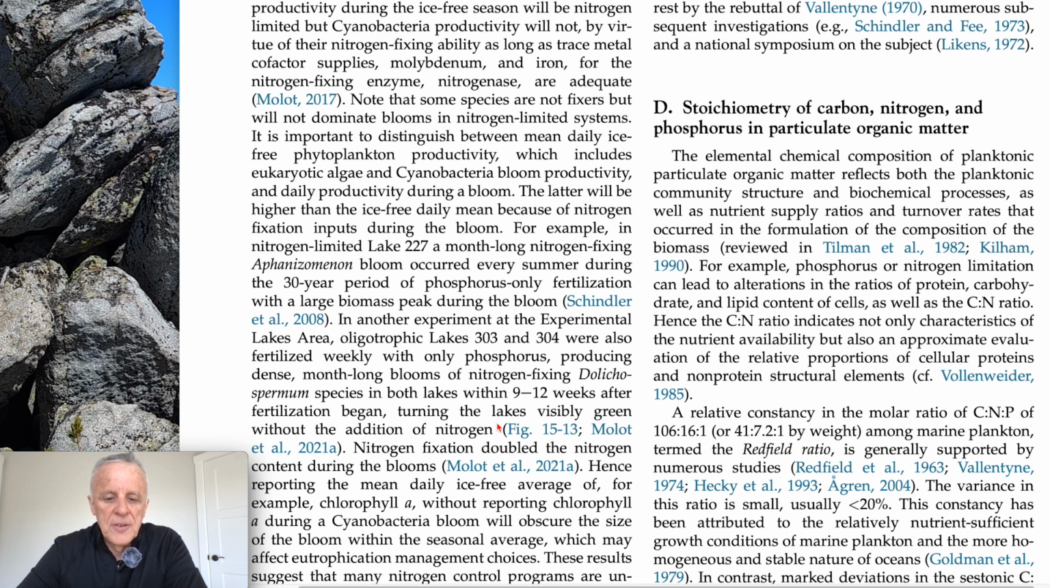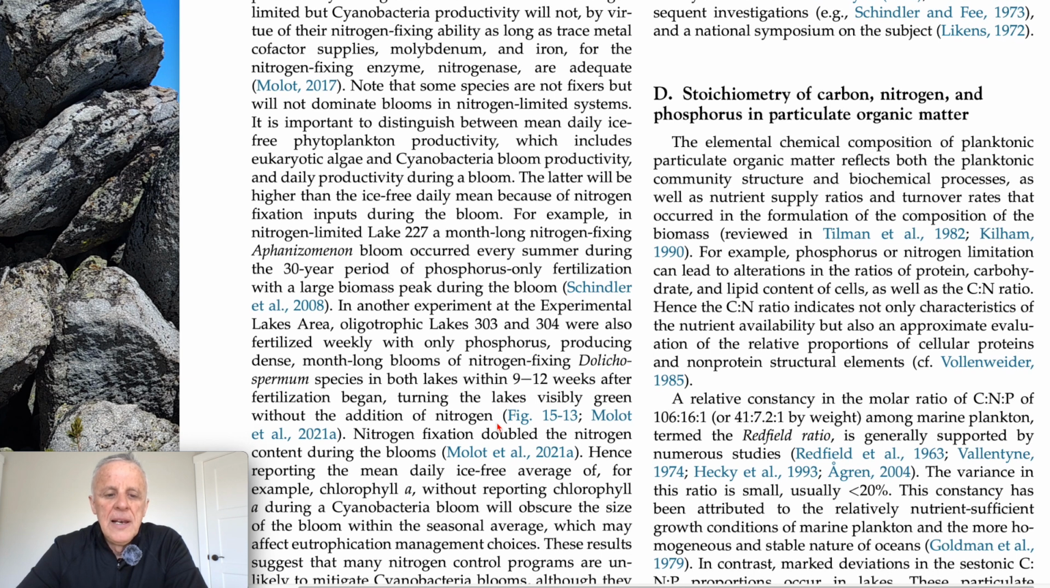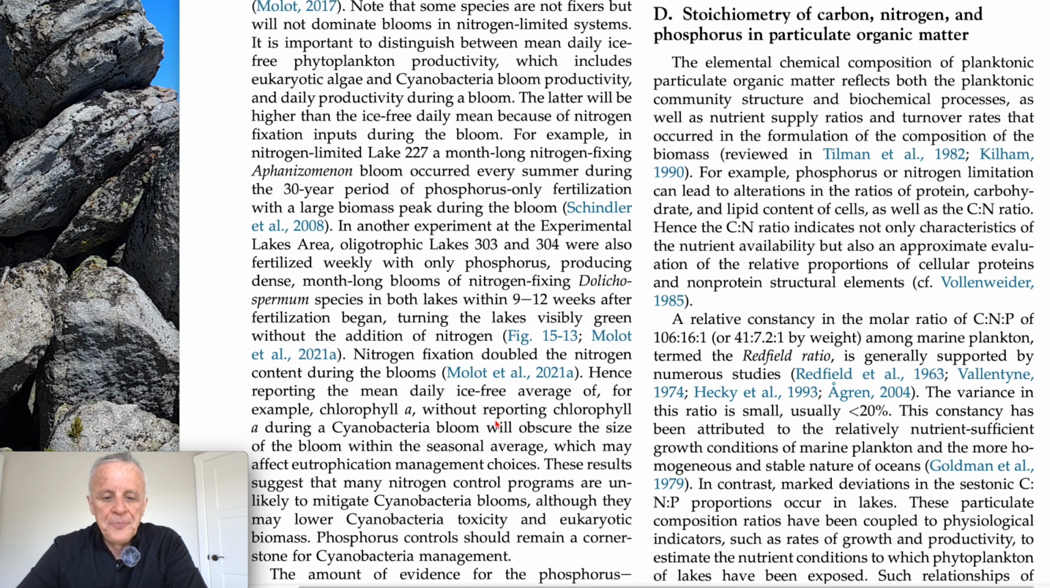In another experiment at the Experimental Lakes Area, oligotrophic Lakes 303 and 304 were also fertilized weekly with only phosphorus, producing dense month-long blooms of nitrogen-fixing Dolichospermum flos-aquae in both lakes within 9 to 12 weeks after fertilization began, turning the lakes visibly green without the addition of nitrogen.